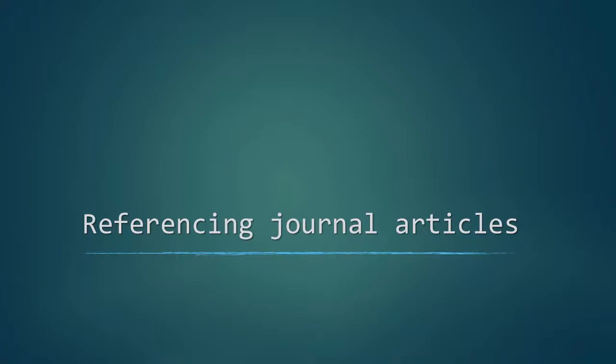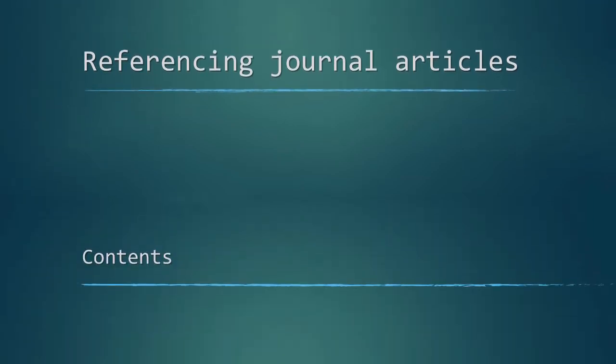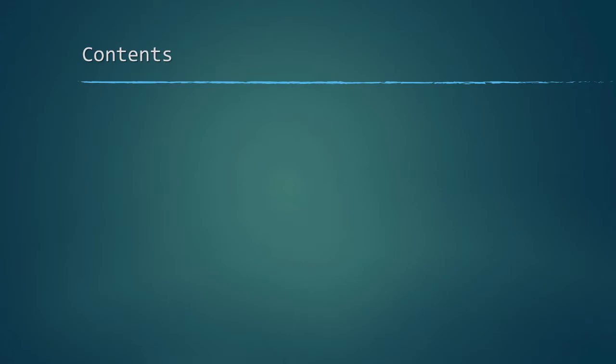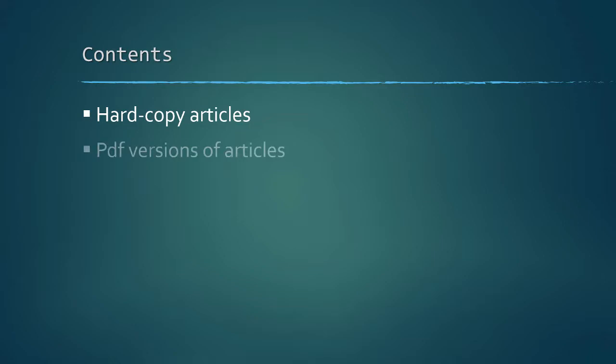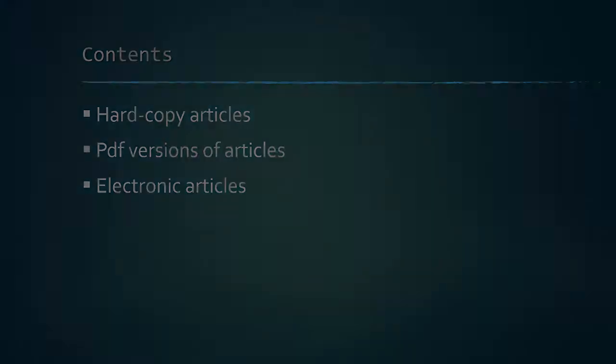As you progress in your studies, you will move away from referencing only prescribed books, for example, to increasingly making use of and referencing sources such as journal articles. So in this video, we will have a look at referencing hard copy and PDF articles, as well as electronic articles. Let's start off by looking through a journal and seeing what information we will need for our reference.